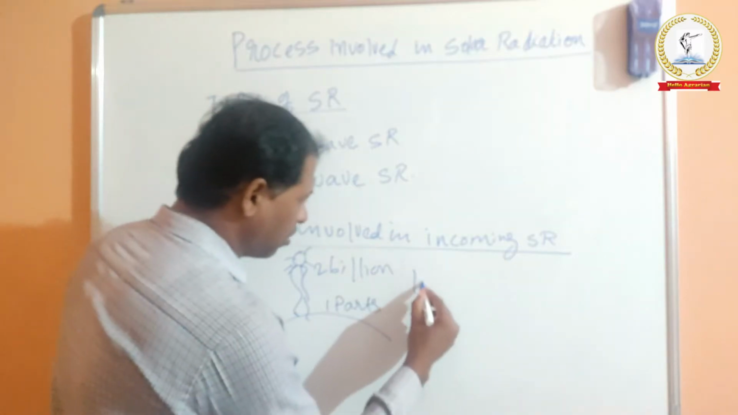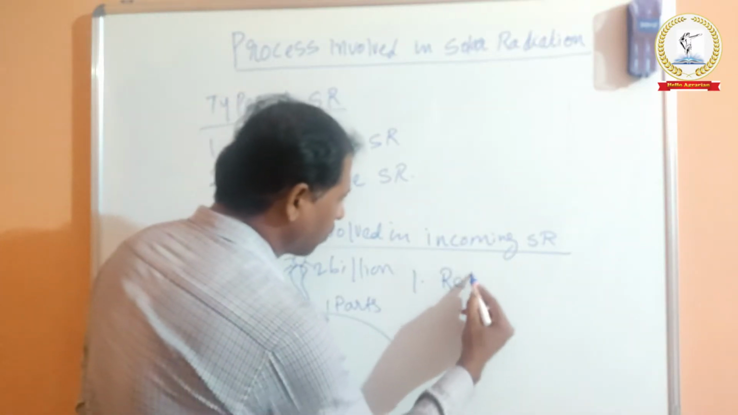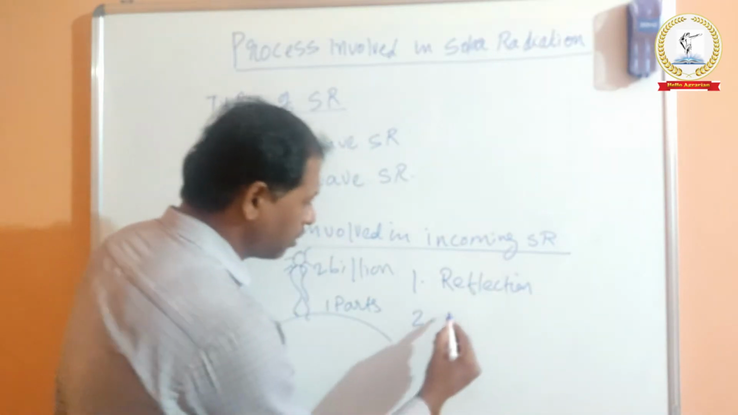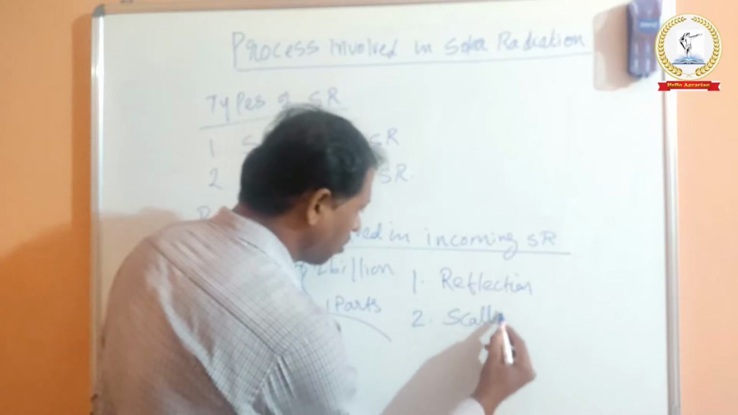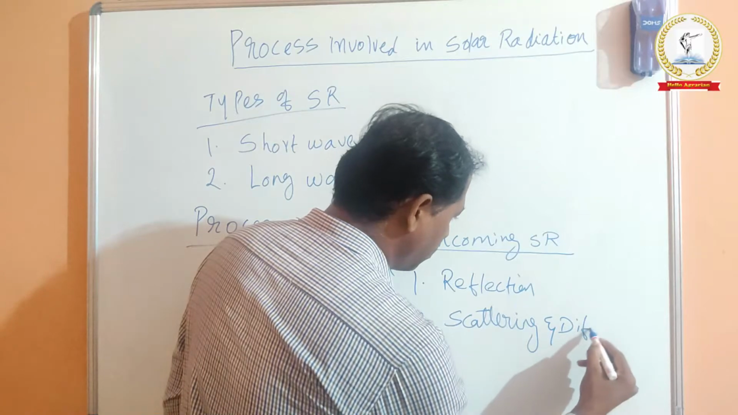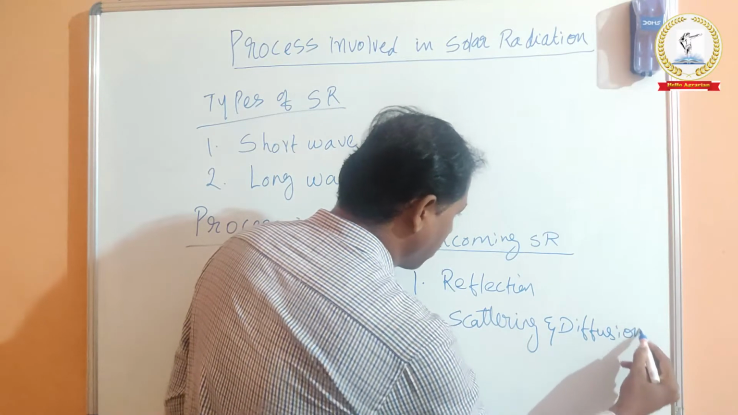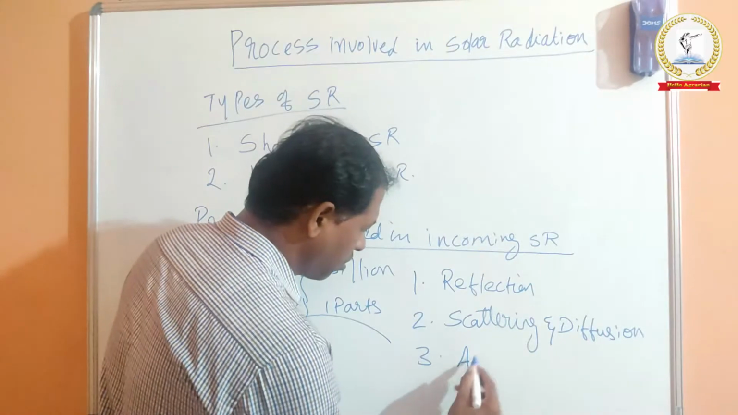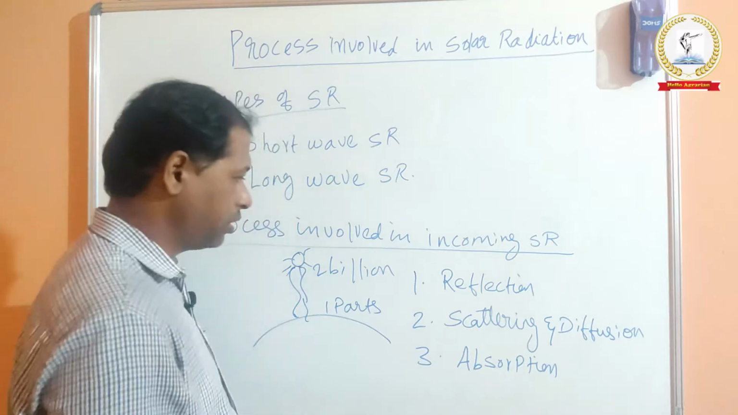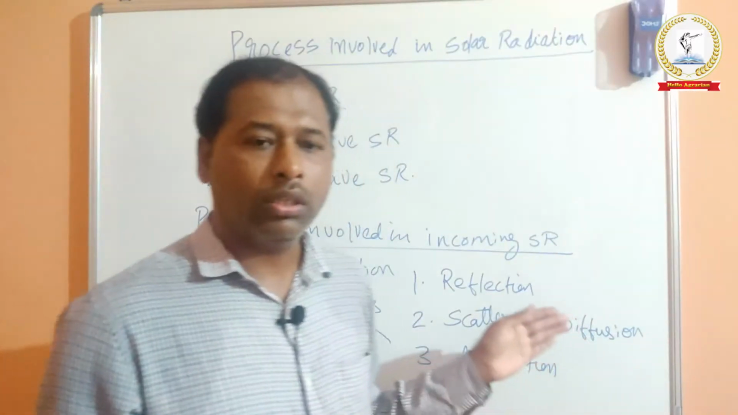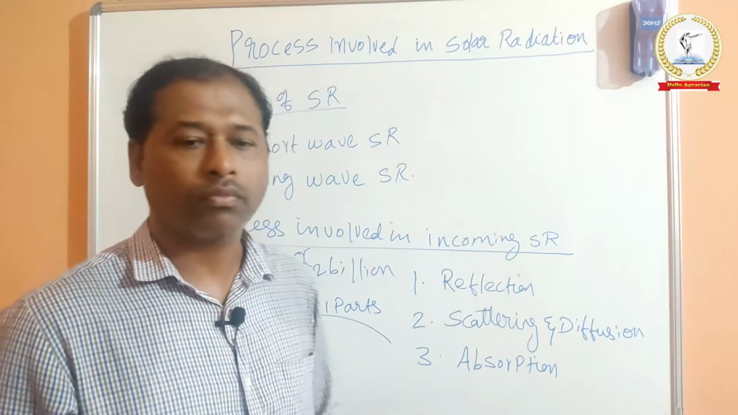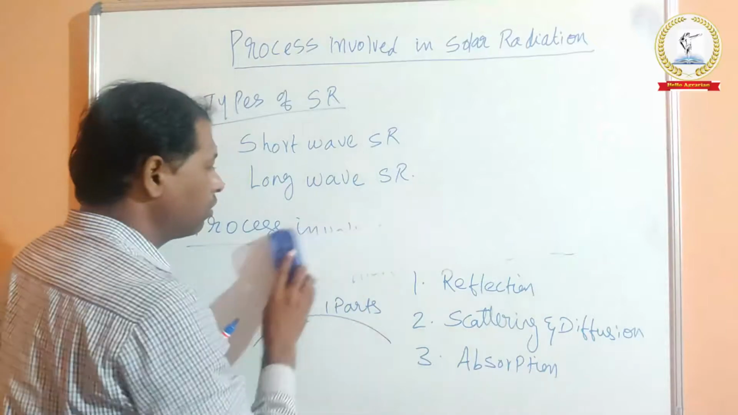The first one is reflection, the second one is scattering and diffusion, and the third one is absorption. Okay, so these are the three processes involved in incoming solar radiation. We will study them one by one.